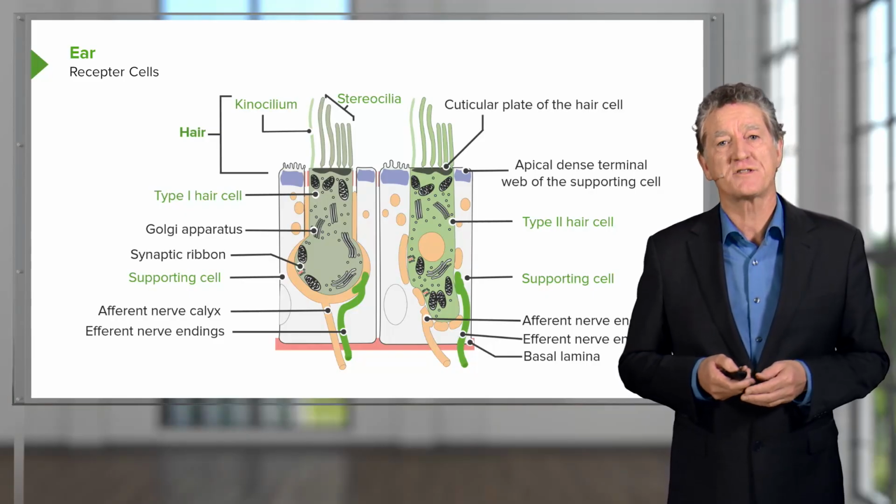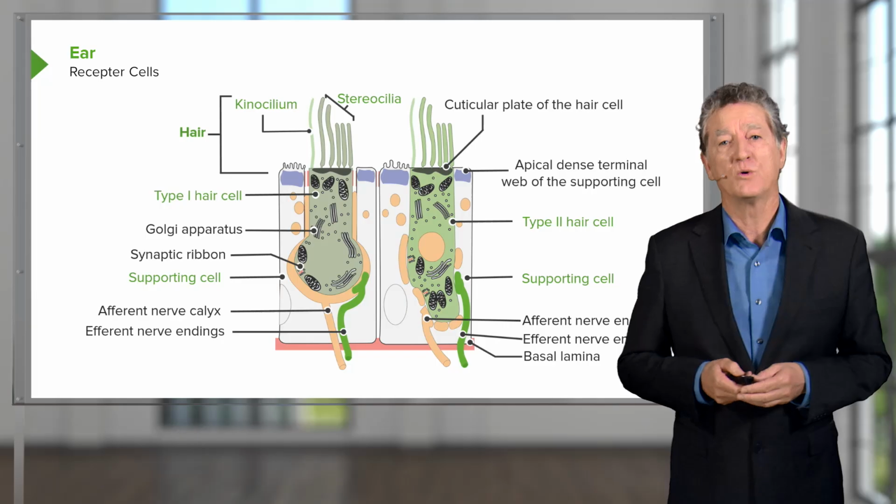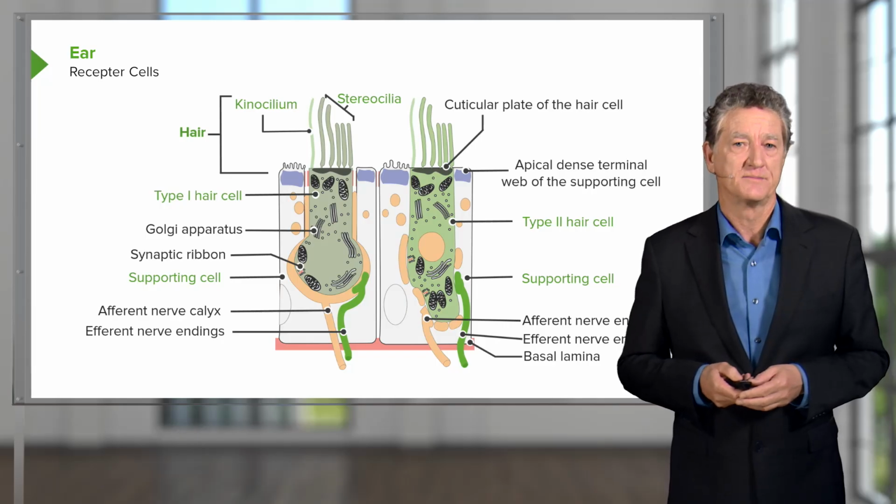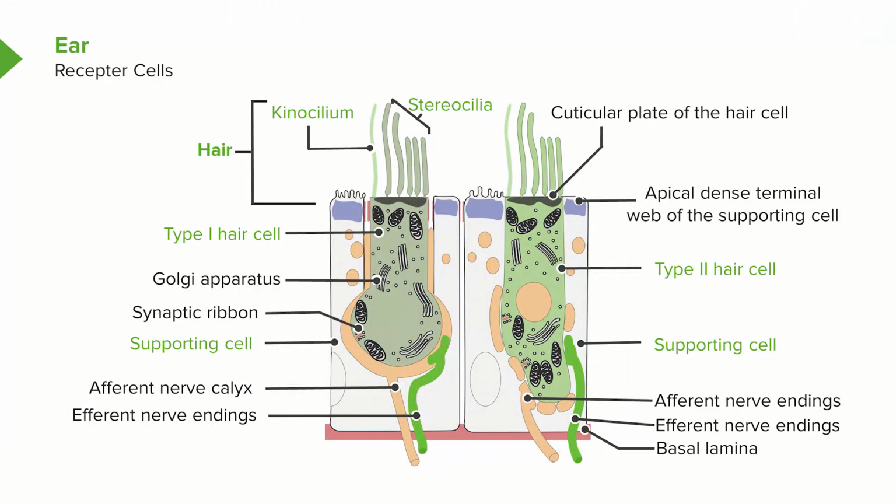Those hair cells are supported by supporting or sustentacular cells. You can see they surround the hair cells. They're coloured a very light grey in this picture. And then the hair cells are innervated.